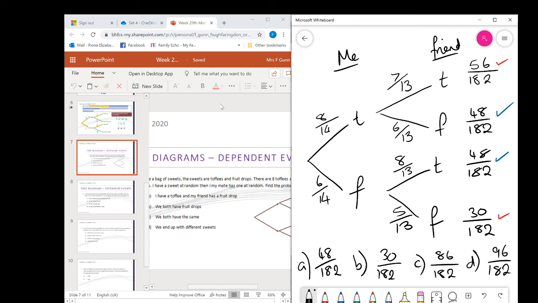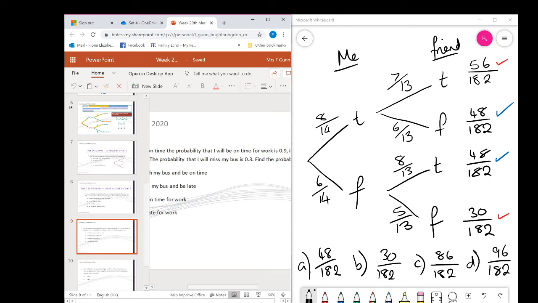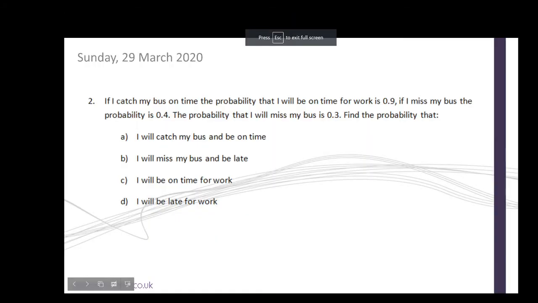Let me show you the next question. Here we go. You can see when I'm doing this on a Sunday evening. Question 2. If I catch my bus, I'm going to give you a letter. I'm going to give you the letter G. G for gun. Huh.